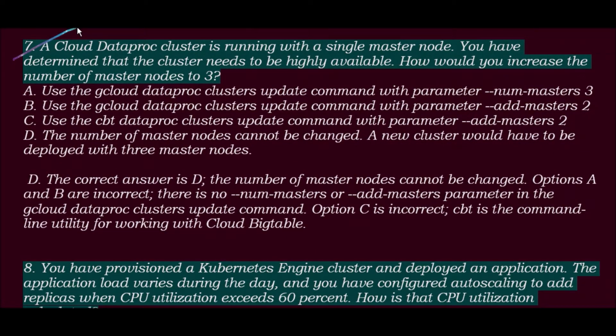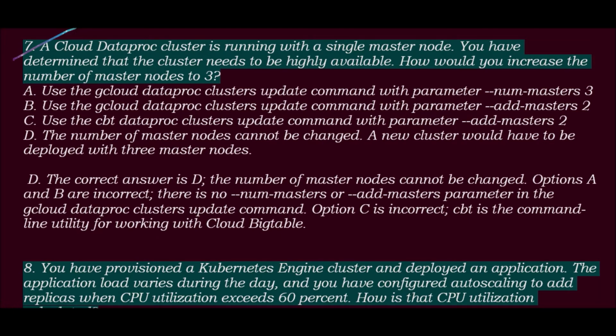A Cloud Dataproc cluster is running with a single master node. You have determined that the cluster needs to be highly available. How would you increase the number of master nodes to 3? Option A. Use the gcloud dataproc clusters update command with parameter --num-masters 3. Option B. Use the gcloud dataproc clusters update command with parameter --add-masters 2.